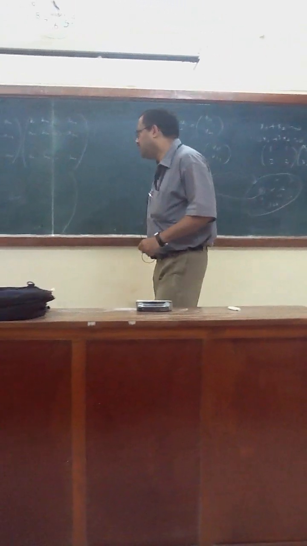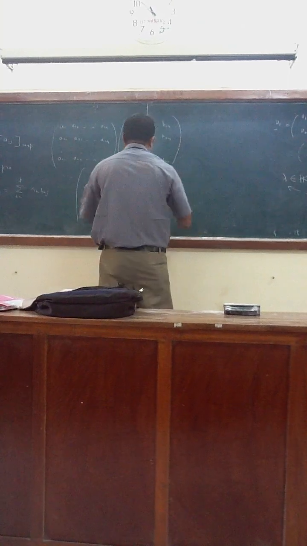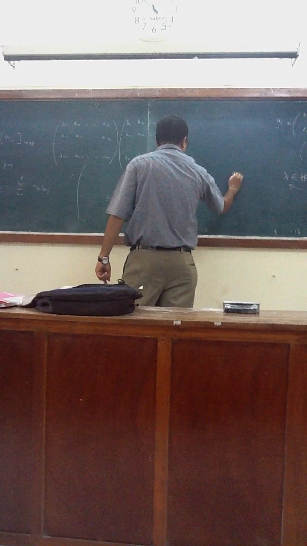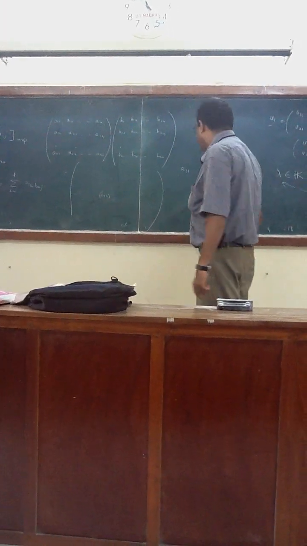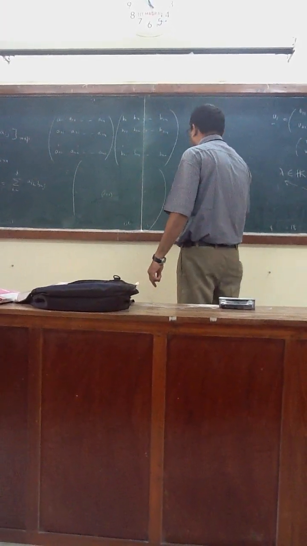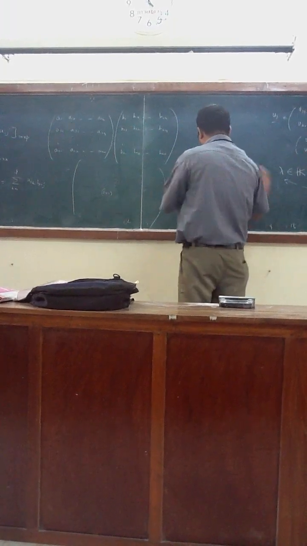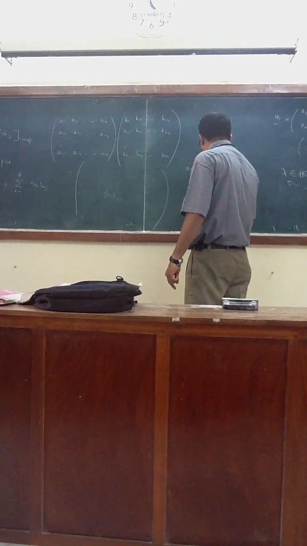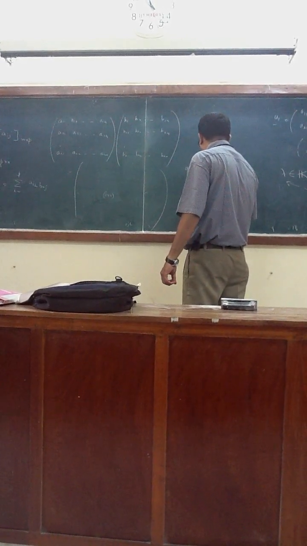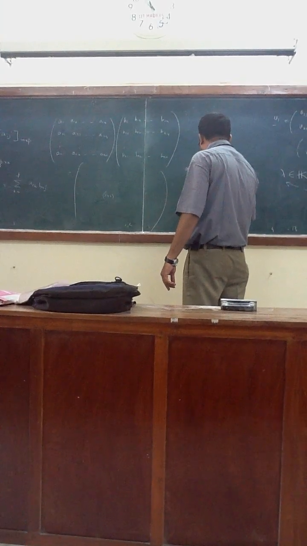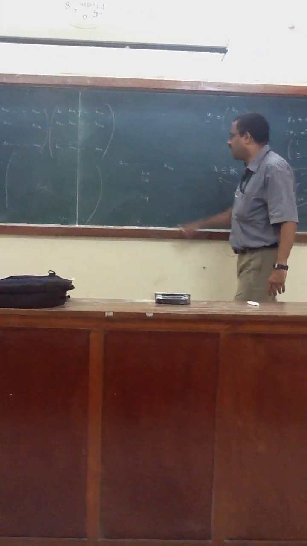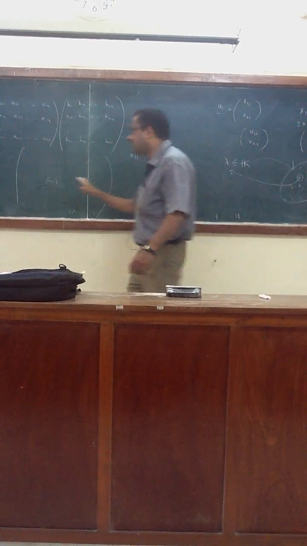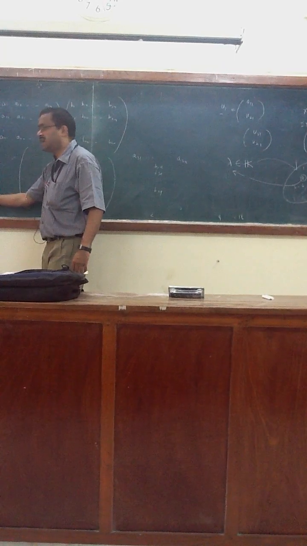So the third row will have what kind of elements? A31, A32, up to A3n, and it is multiplied with the fourth column. That means the last index will be 4 only here. That means B14, B24, up to Bn4. And now you are seeing that this one all are common. That's why this is the sum of Aik Bkj, k equals 1 to n.